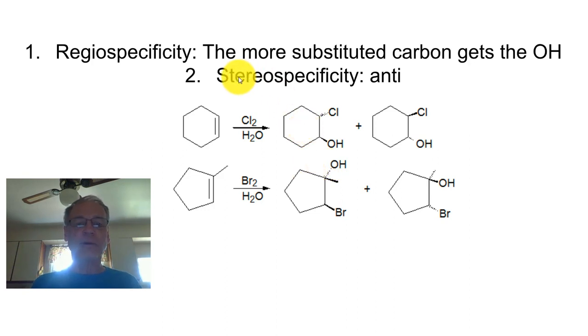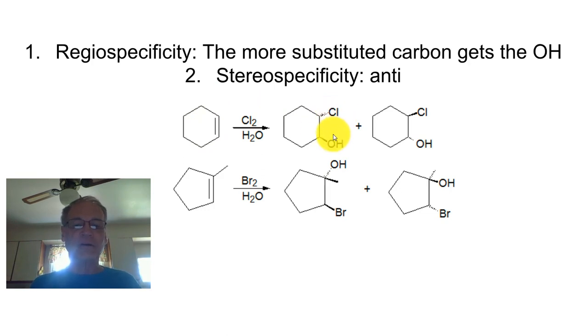Okay, the other thing we need to worry about is stereospecificity, and as I said, this reaction always goes anti, just as the halogenation reaction does, and we'll see there's a reason for that. It's essentially the same mechanism, but notice in a ring system you can tell where the chlorine is and where the OH is in terms of up and down, and if you use cyclohexene, you get the chlorine and the OH trans to each other, one up and one down.